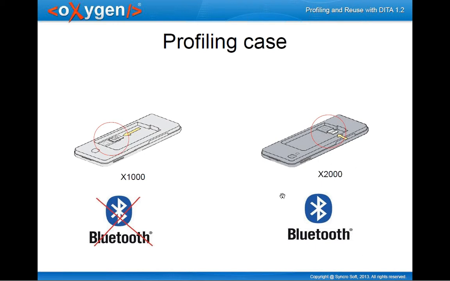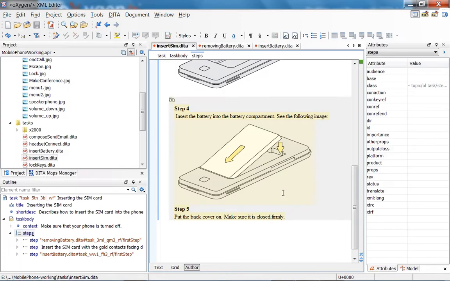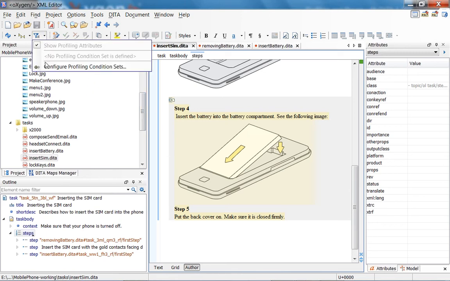So this is a profiling case, and for these situations, DITA has a couple of built-in metadata attributes. I'm talking about the product, audience, and platform attributes that you can use to profile your content. And for our case, I have chosen the product attribute, obviously. And before using it, I'll go into preferences, and the fastest way to go there will be using this configure profiling condition sets action on the toolbar.